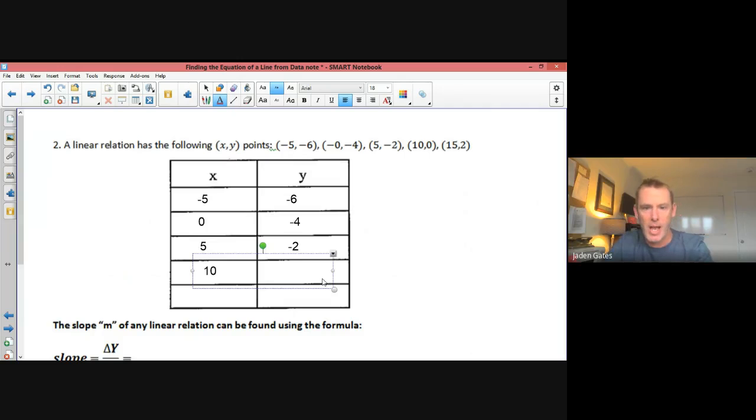So the next point is (10, 0). And then finally we have (15, 2). All right, so now here's what we're going to do. We are going to find what's called your delta x's, which I'll put over here.